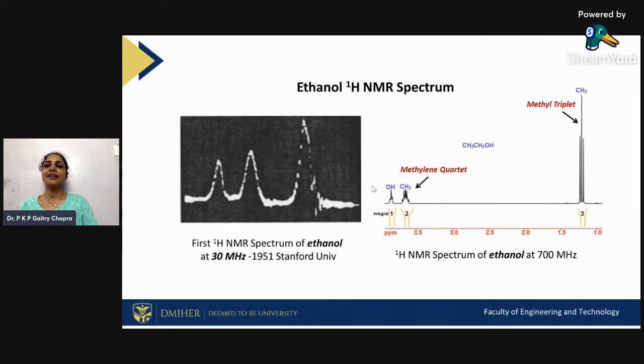So this is an example, the H1 NMR spectrum of ethanol. Now here there are two different spectra. The first that you see is a spectrum of ethanol which was taken in 1951 in a 30 megahertz NMR spectrophotometer. The second spectrum is for the same molecule, and it was taken in a 700 megahertz NMR spectrophotometer. So this is the latest one that we are seeing. See the difference in the spectra that we have obtained of the same molecule.